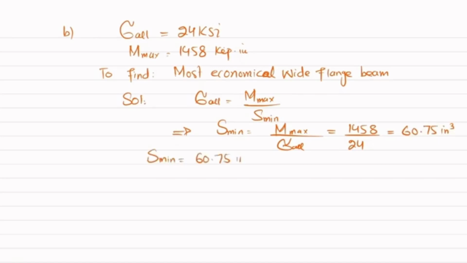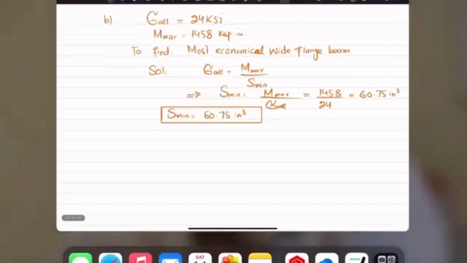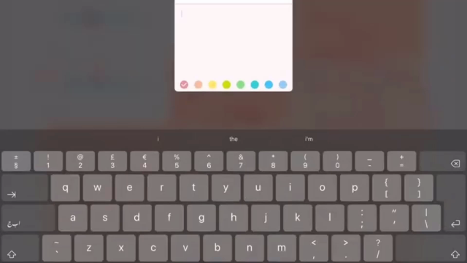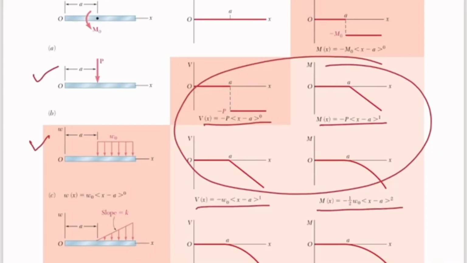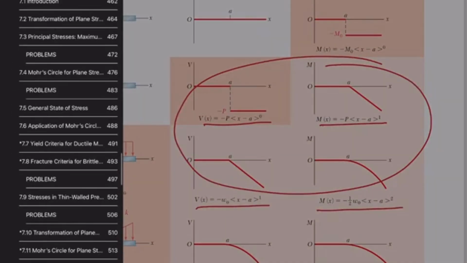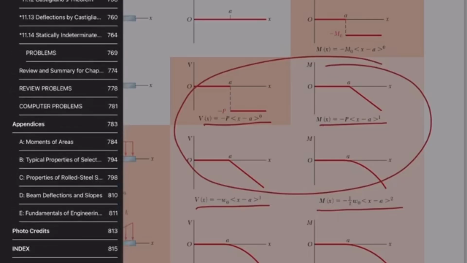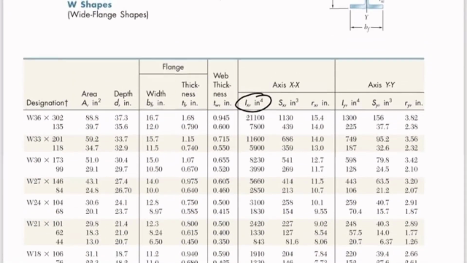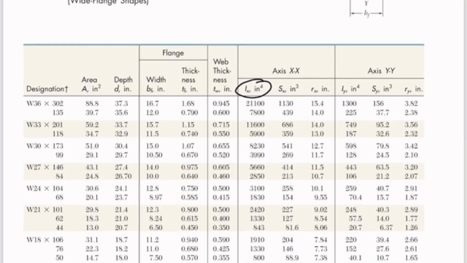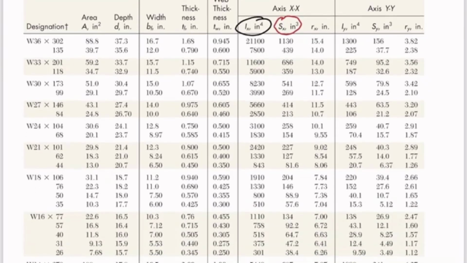Now what we will do is go to the table that is given at the end of the book. I will show you. At the end of the book, you have to go to the wide flange beams, properties of rolled sections, and then you have to choose US customary. Clear? So let me choose a pen. Okay, so you can see this is the section modulus. The value was 60.75, so we will choose those beams which are near to 60.75.